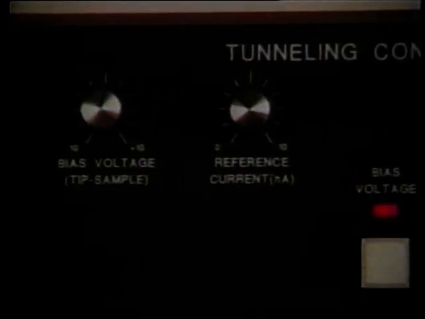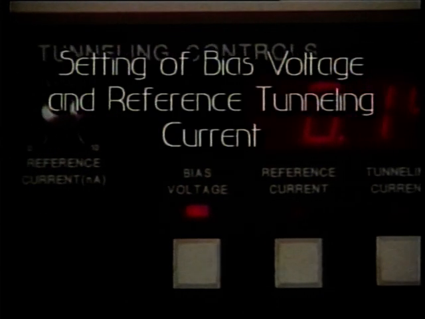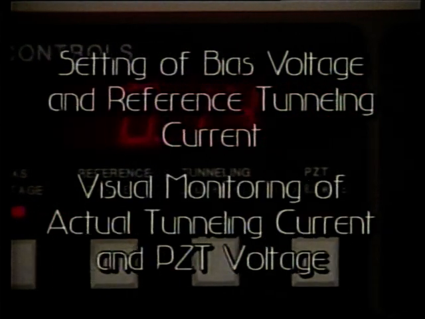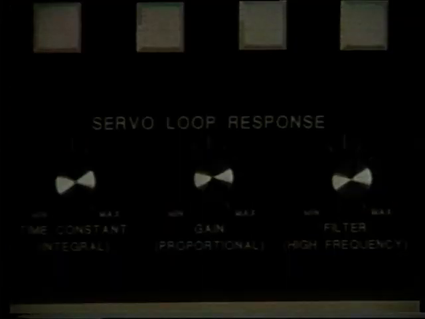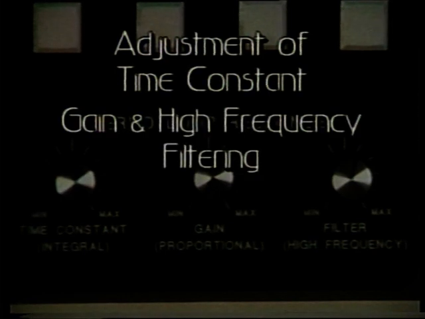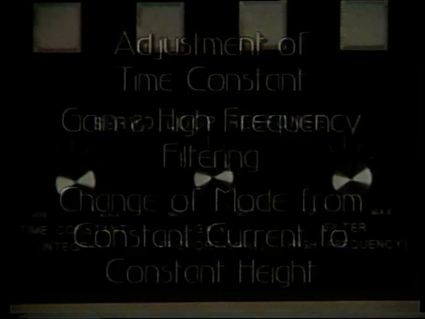The tunneling control section includes an LED display which is used in the setting of bias voltage and reference tunneling current, and for visual monitoring of actual tunneling current and PZT voltage. This section also includes the servo loop controls for the adjustment of time constant, gain, and high-frequency filtering for real-time image optimization, or for change of mode from constant current to constant height.